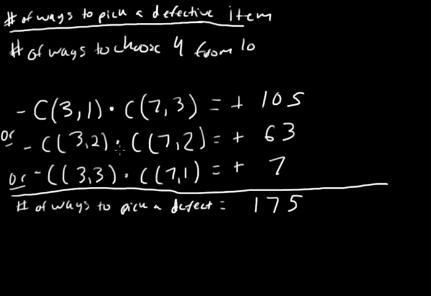And we know that must be true because there's only 3 defective items to pick from, so we can't pick more than that. So we can only pick 1, 2, or 3, and if we pick 0, well, that's just not going to add to the number of ways to pick a defective item, and that's what we're looking for.